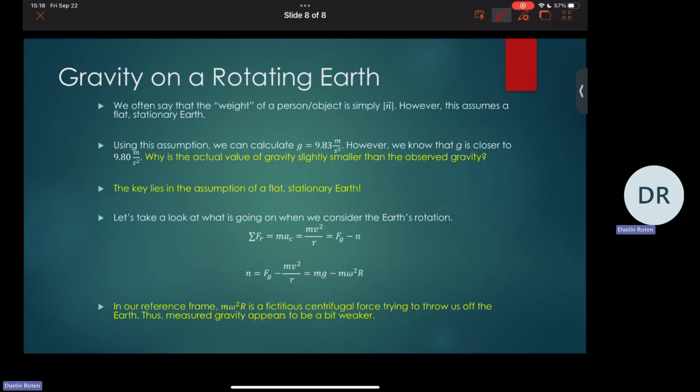All right, so we've talked about gravity, we've talked about centripetal and centrifugal forces. Let's talk about what this centrifugal force does to us on a rotating Earth when we're talking about gravity. So we often say that the weight of a person or object is simply the absolute value of the normal force. However, this assumes a flat and stationary Earth.